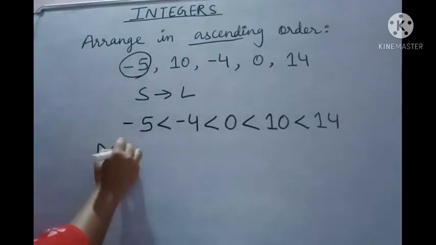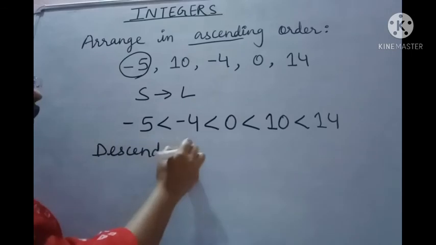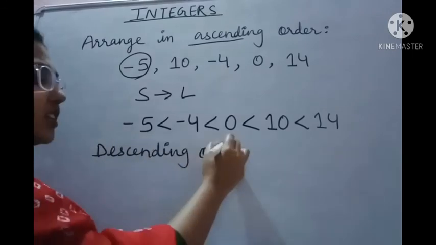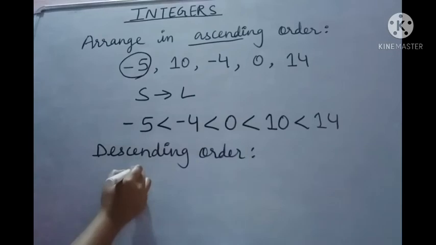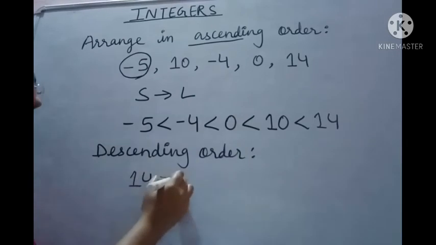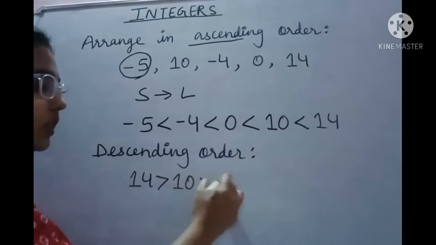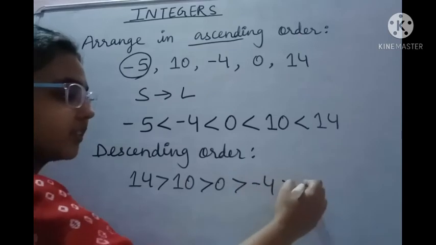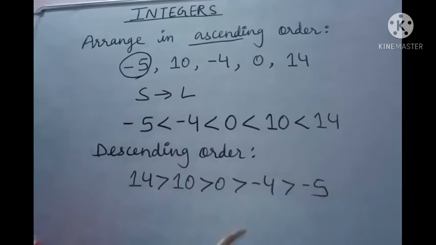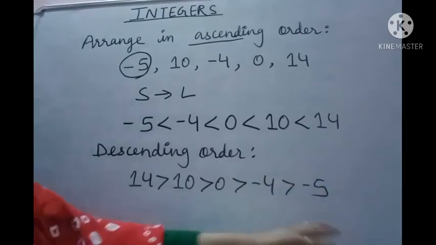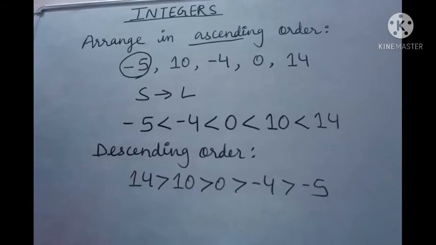Similarly, if you want to find the descending order of the same numbers, it is just the opposite. You can write 14 is greater than 10, which is greater than 0, which is greater than -4, and it is greater than -5. Because among negatives, you know that the lesser number is the greater integer. In this manner, you can do all these questions with ascending or descending orders.